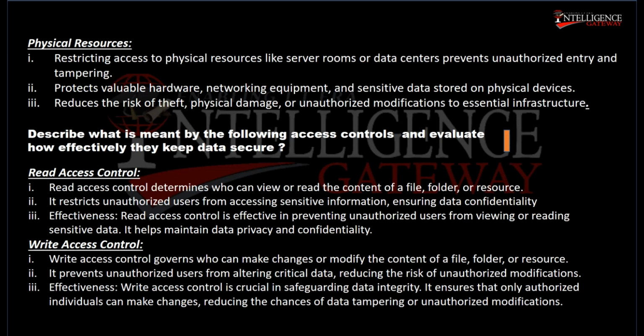Write access control. Write access control governs who can make changes or modify the content of a file, folder, or resource. It prevents unauthorized users from altering critical data, reducing the risk of unauthorized tampering. Effectiveness. Write access control is crucial in safeguarding data integrity. It ensures that only authorized individuals can make changes, reducing the chances of data tampering or unauthorized alterations.